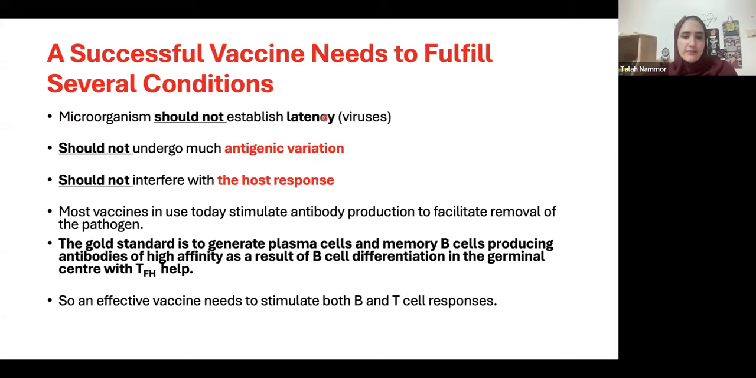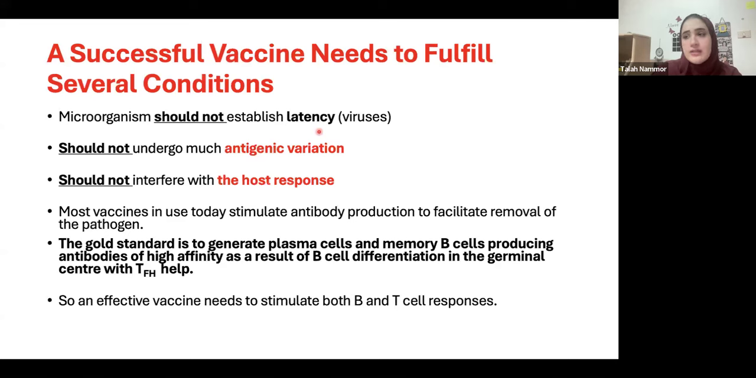Now when we create a vaccine we need to think of specific stuff, which are these things. So we need to make sure the microorganism does not establish latency. So what do we mean it doesn't establish latency? It's about viruses that hide. What is an example of a virus that hides? Varicella. Herpes zoster, like shingles happen.